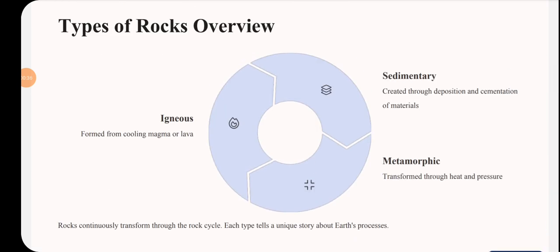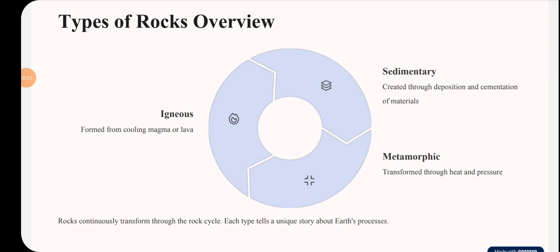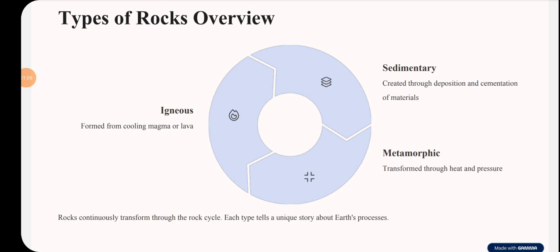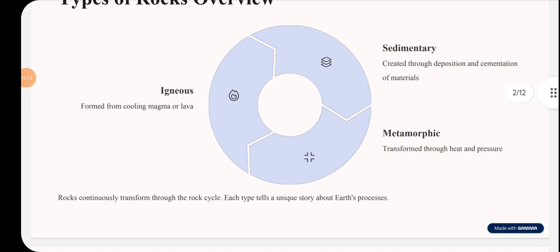So, types of rocks overview. Igneous rocks are formed from cooling magma or lava. Sedimentary rocks are created through deposition and sedimentation of materials. And metamorphic rocks are transformed through heat and pressure. So these three are the types of rocks and how they're formed. Rocks continuously transform through the rock cycle. Each type tells a unique story about Earth's processes.